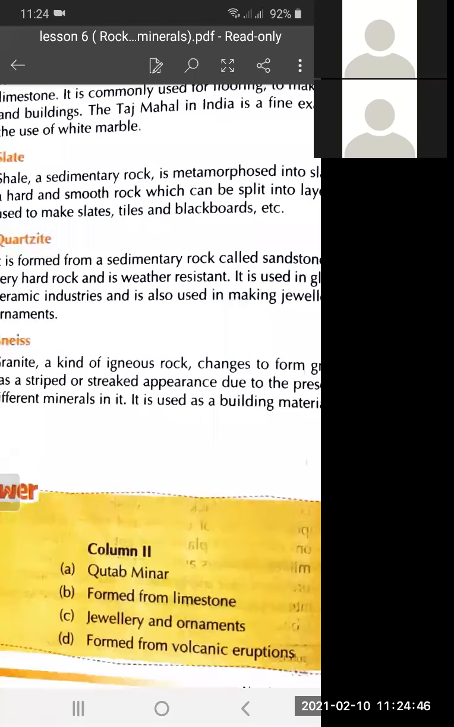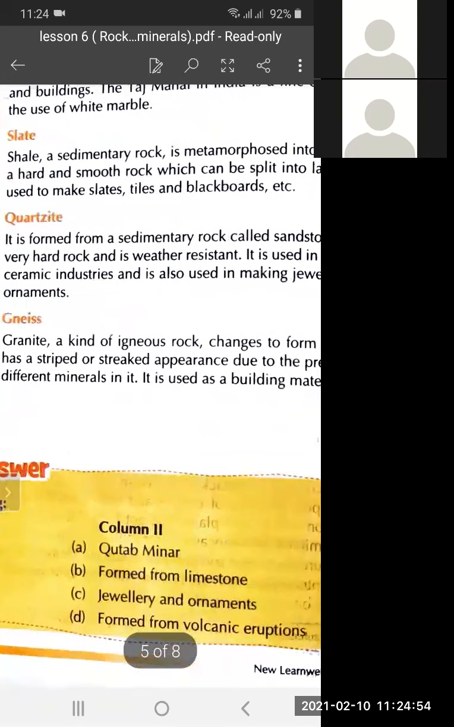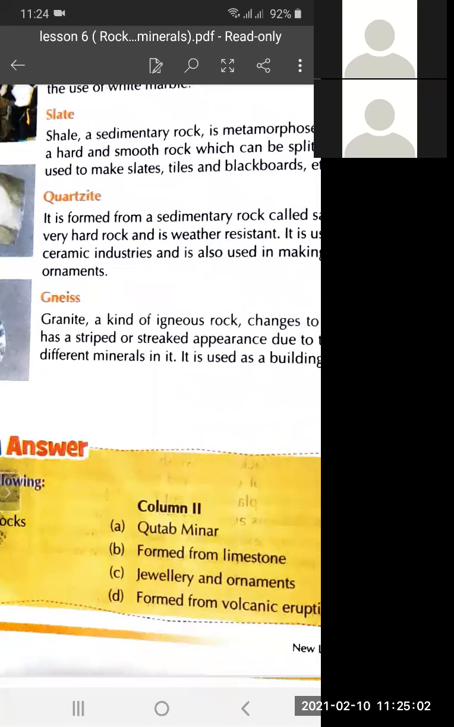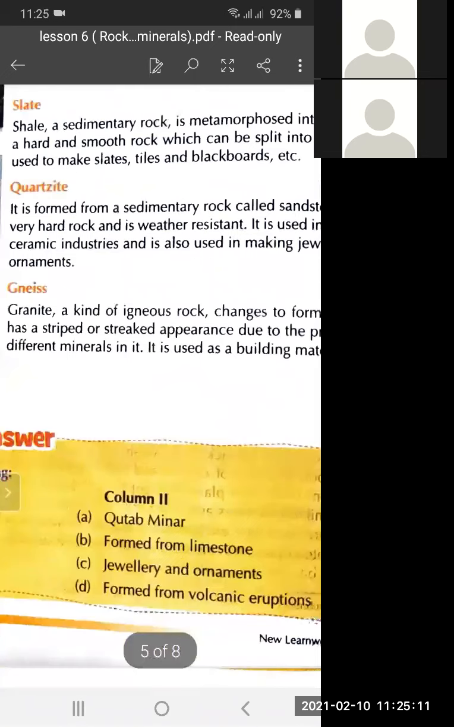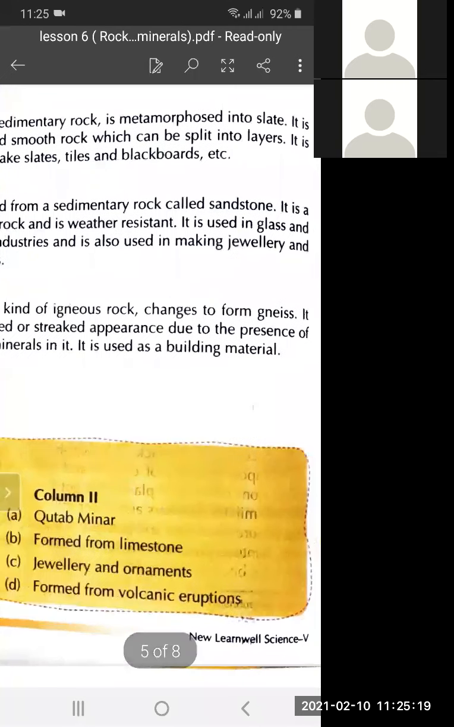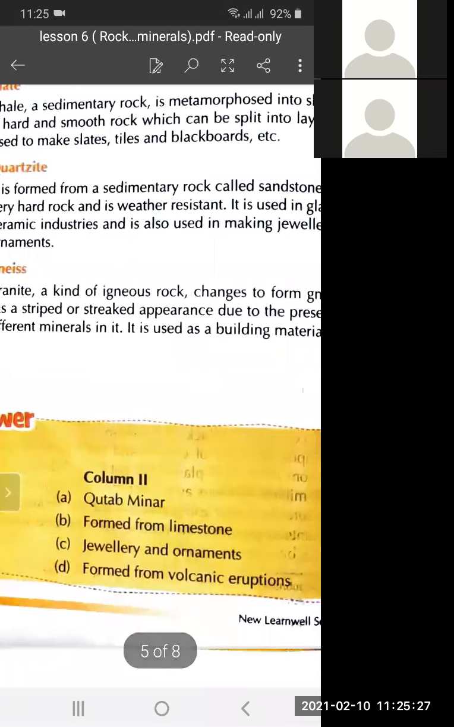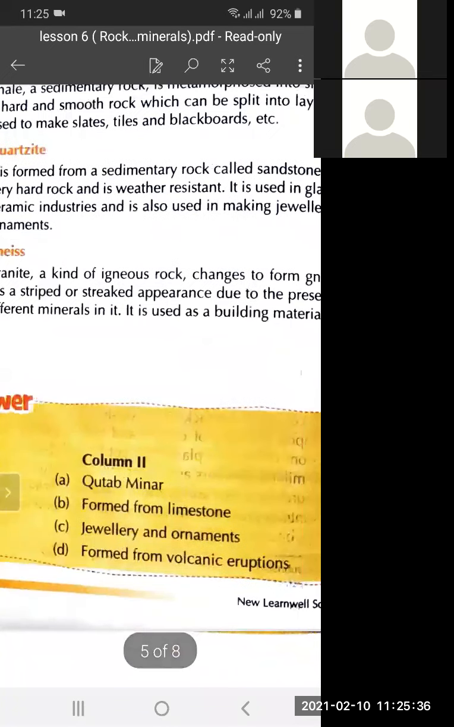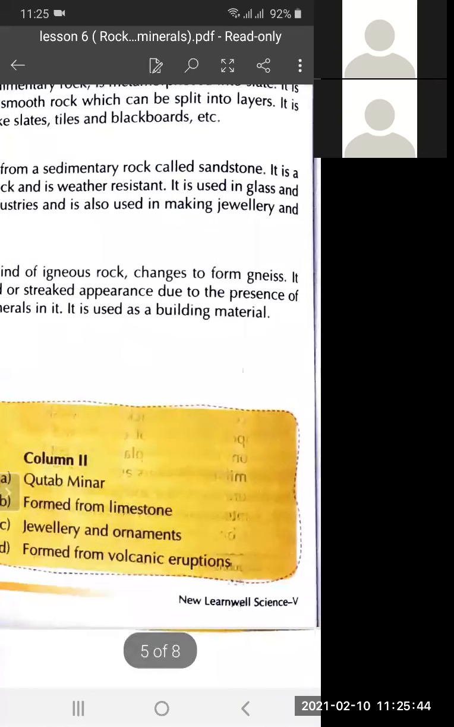Now quartzite. It is formed from the sedimentary rock called sandstone, and it is a very hard rock and is weather resistant. It is used in glass and ceramic industries and is also used in making jewelry and ornaments. Now gneiss. Granite, a kind of igneous rock, changes to form gneiss, and it has a striped or streaked appearance due to the presence of different minerals in it. It is used as a building material.